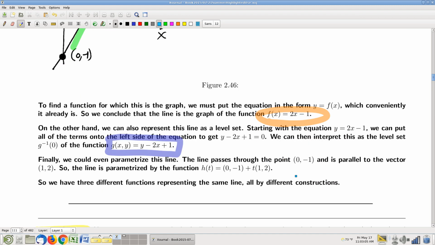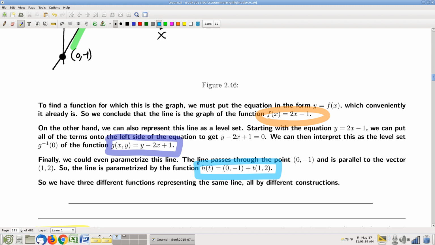But one parameterization comes from the chapter 1 approach that I described. Here's a base point and here's a direction vector. That's a parameterization. Note all three functions are different, as they of course should be, because they relate to the curve by way of different processes. And we're going to see a calculus of graphs, we're going to see a calculus of level sets, and we're going to see a calculus of parameterizations. They're all different, appropriate to their constructions.